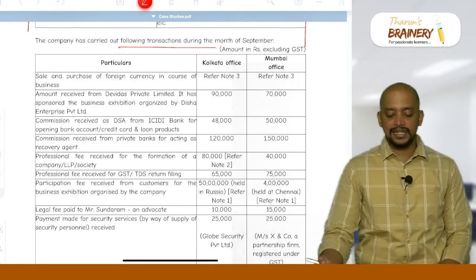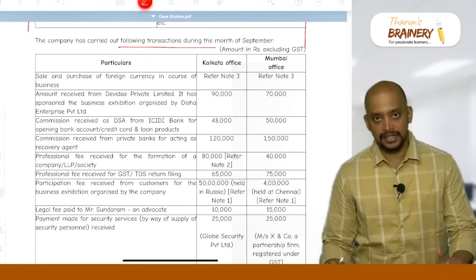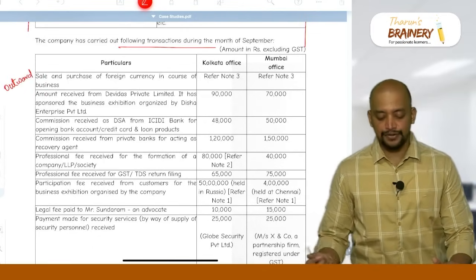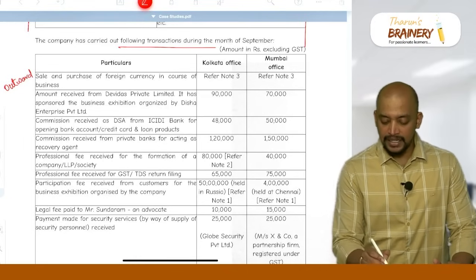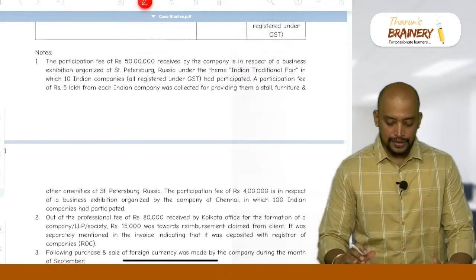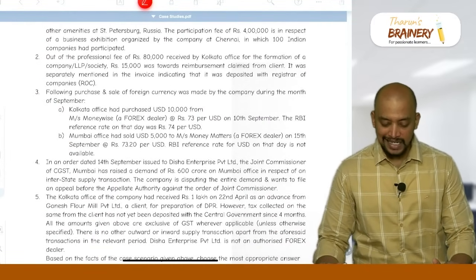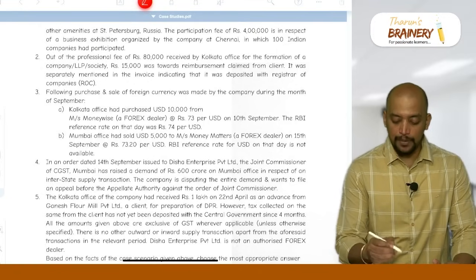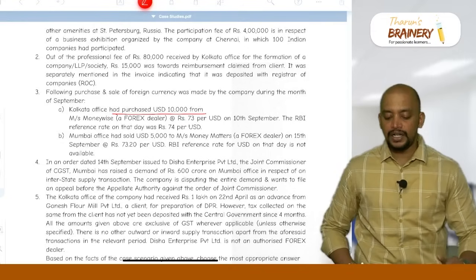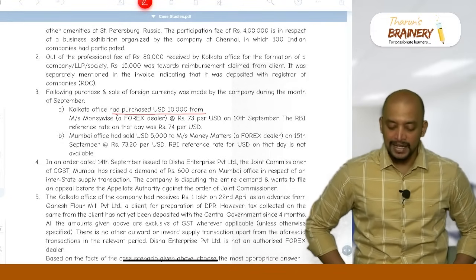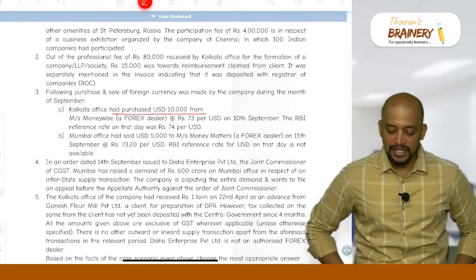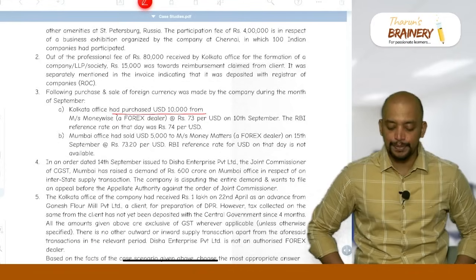First, sale and purchase of foreign currency in the course of business. So this is an outward supply, and they have asked us to refer note 3. So note 3, you see, following purchase and sale of foreign currency was made by the company during the month of September. Kolkata office has purchased US dollar 10,000 from Messrs Moneywise, a forex dealer, at 73 rupees per dollar on 10 September. The RBI reference rate on the date was 74 rupees per US dollar.